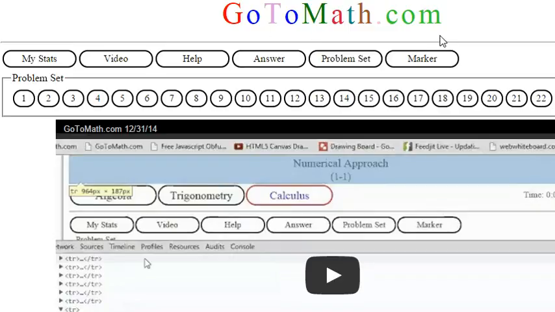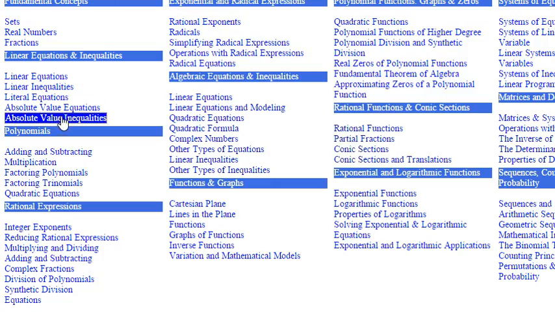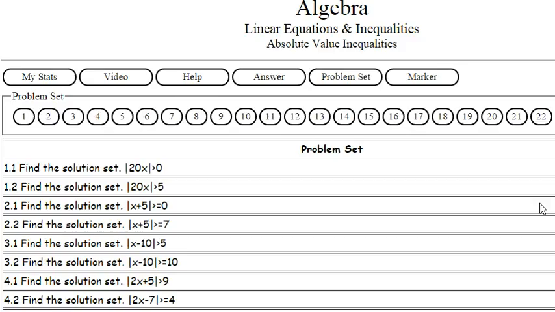Okay, so what are we doing? We're over here at gotomath.com. Click on algebra. Let's go down to absolute value, absolute value inequalities.